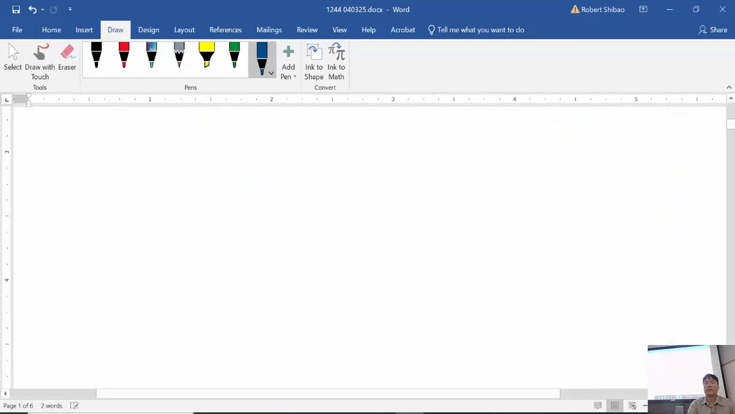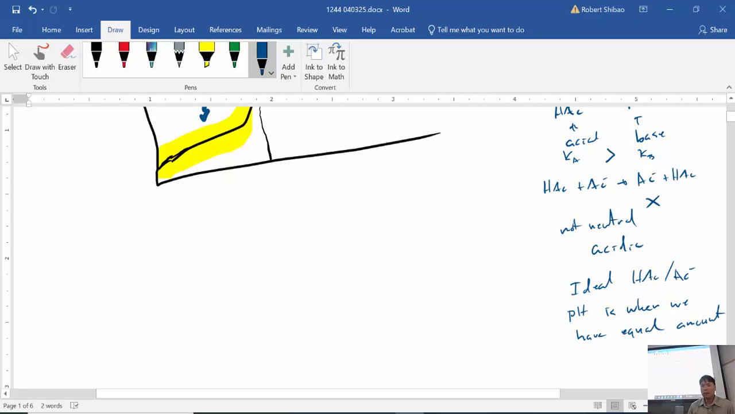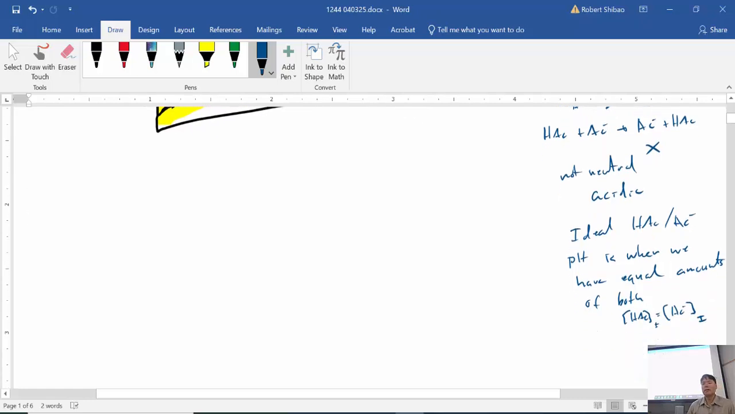Equal amounts is just a 50-50 ratio, equal amounts of both. That is, the concentration of the HAc initial is equal to the concentration of Ac minus initial. And where does that occur? Well, that occurs at the half equivalence point in this titration. And so this will be at the half equivalence point. Therefore, the ideal pH for this buffer is equal to 4.744. That's ideal.